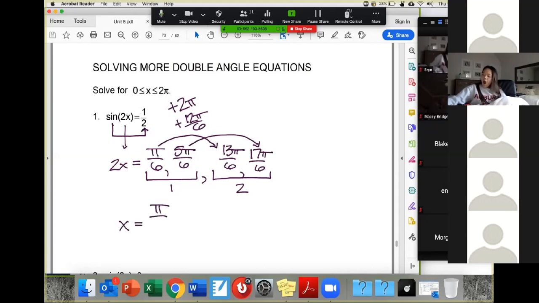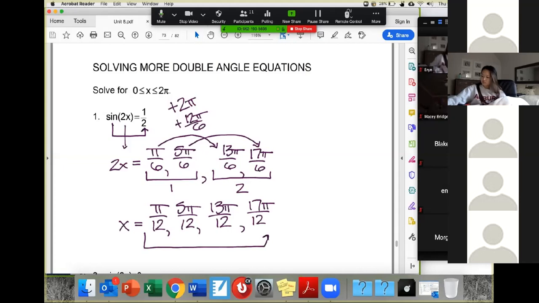So this is pi over 12, 5 pi over 12, 13 pi over 12, and 17 pi over 12. In these type of questions, I always do a mental check to make sure all of these answers are between 0 and 2 pi. So I'm always thinking to myself, are all my answers contained in that 0 to 2 pi range? 2 pi in terms of twelfths is the same as 24 over 12. So are all my answers in the correct range?